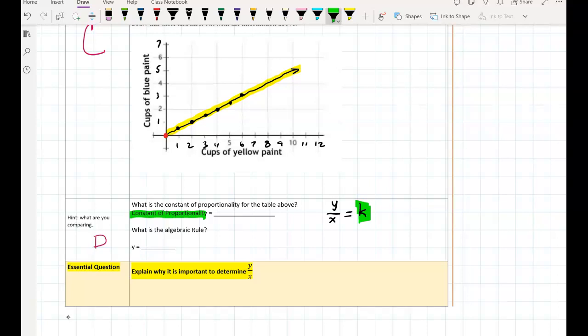And then the last thing you have to do is answer this question. Explain why. Why is it so important to determine y divided by x? What do you need to use that for? That's up to you to decide and write that answer down. Make sure to either rewrite the question or restate the question in your answer.